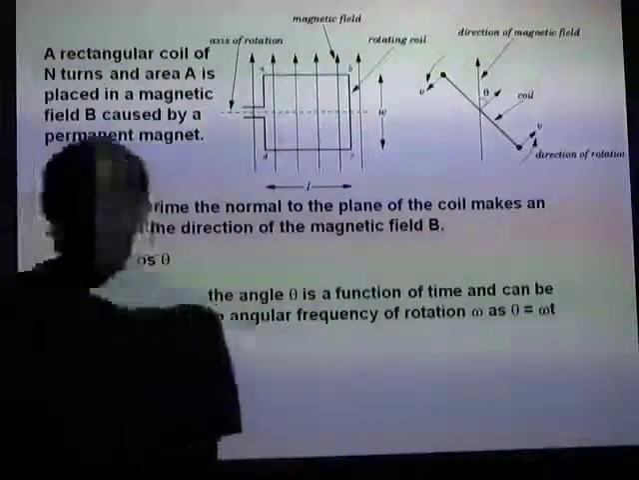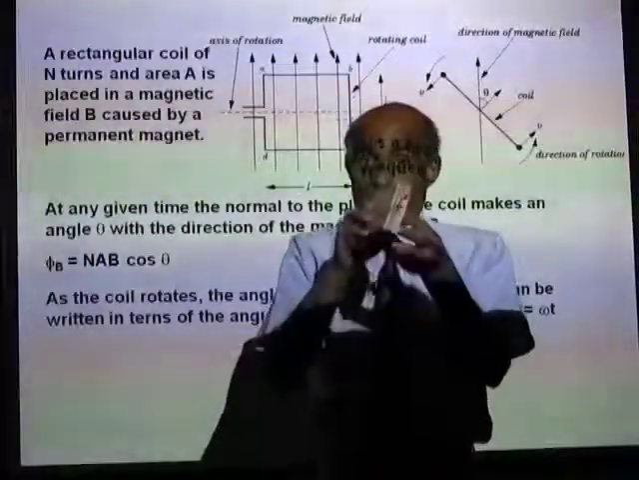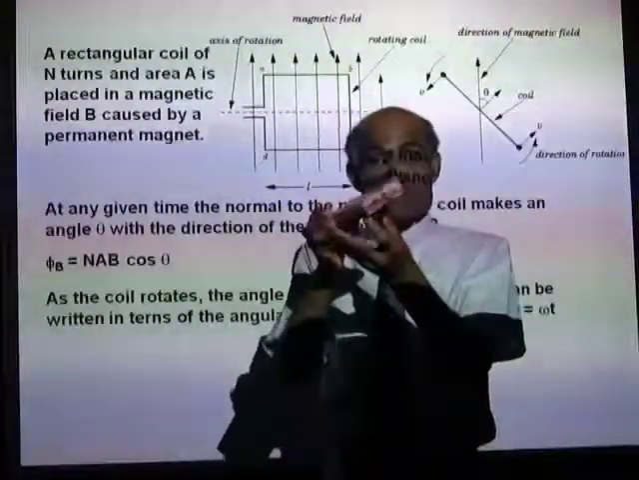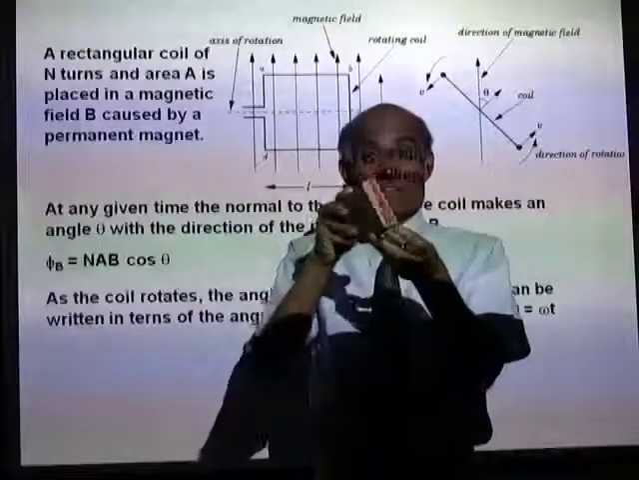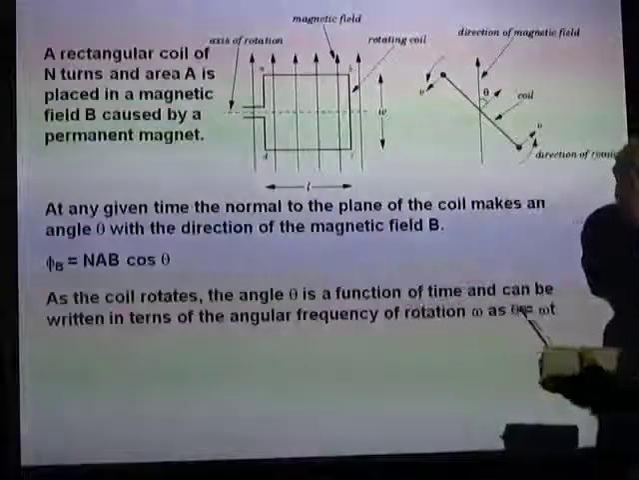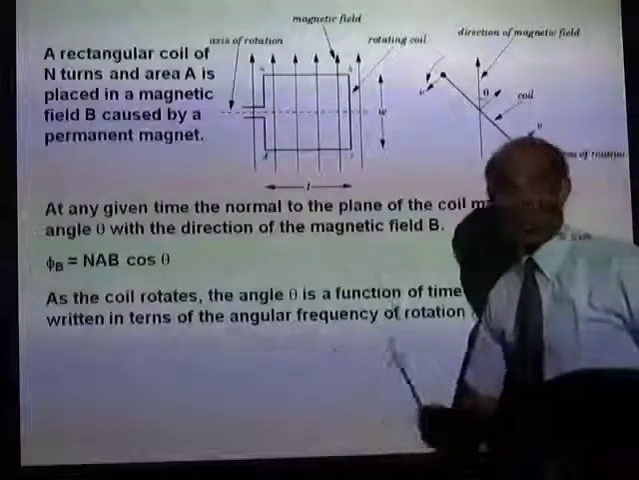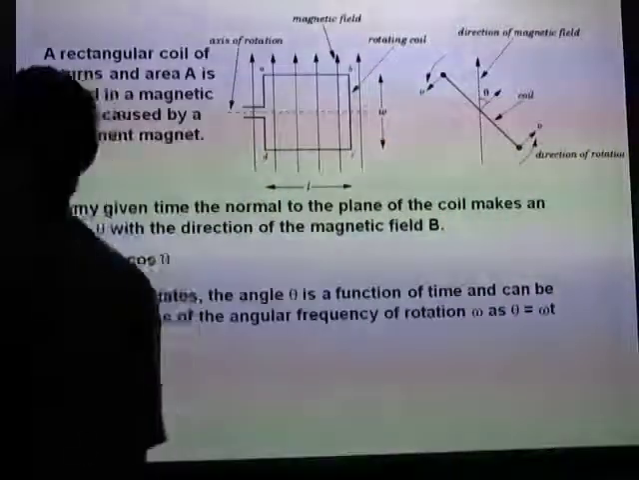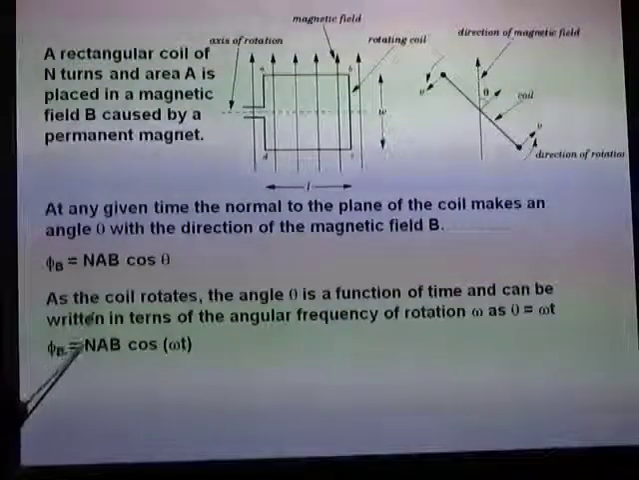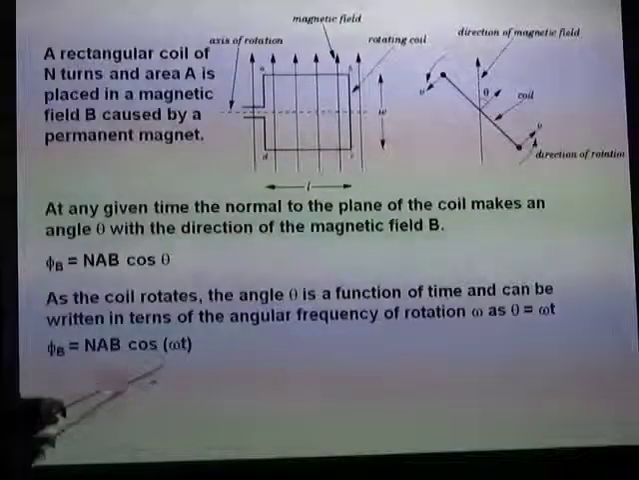Now, you must understand that the magnetic field does not change. When the coil rotates, the magnetic field remains a constant. So what changes is the angle theta. Angle theta is a function of time, and we write it as theta equal to omega t, where omega is the angular frequency, which you are familiar with. Therefore, the flux linked with the coil can now be written as phi B equal to NAB cos omega t.